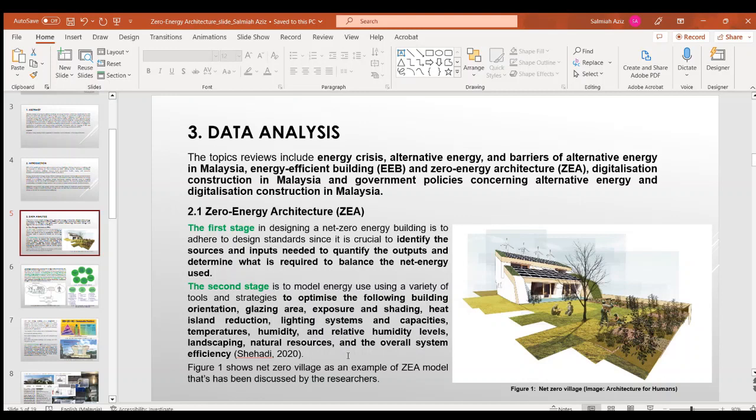If we look at figure 1, it shows the net zero village as an example of a zero energy architecture model that has been discussed by the researcher. If we look at this figure, it displays alternative energy, which is solar power, and also the wind turbine, maybe in the nearest area, and also the farm close to the building.